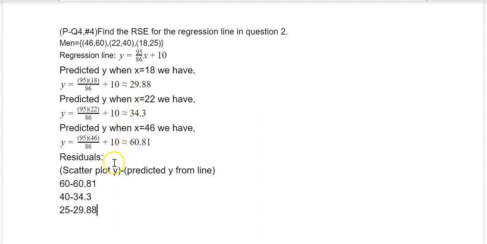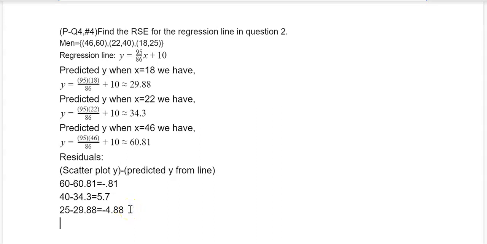Okay, so working these out, you can see all these are fairly close, but they're not perfect. You can check that 60 minus 60.81 is negative 0.81, and 40 minus 34.3 is 5.7, and 25 minus 29.88 is negative 4.88. So now let's find the RSE.